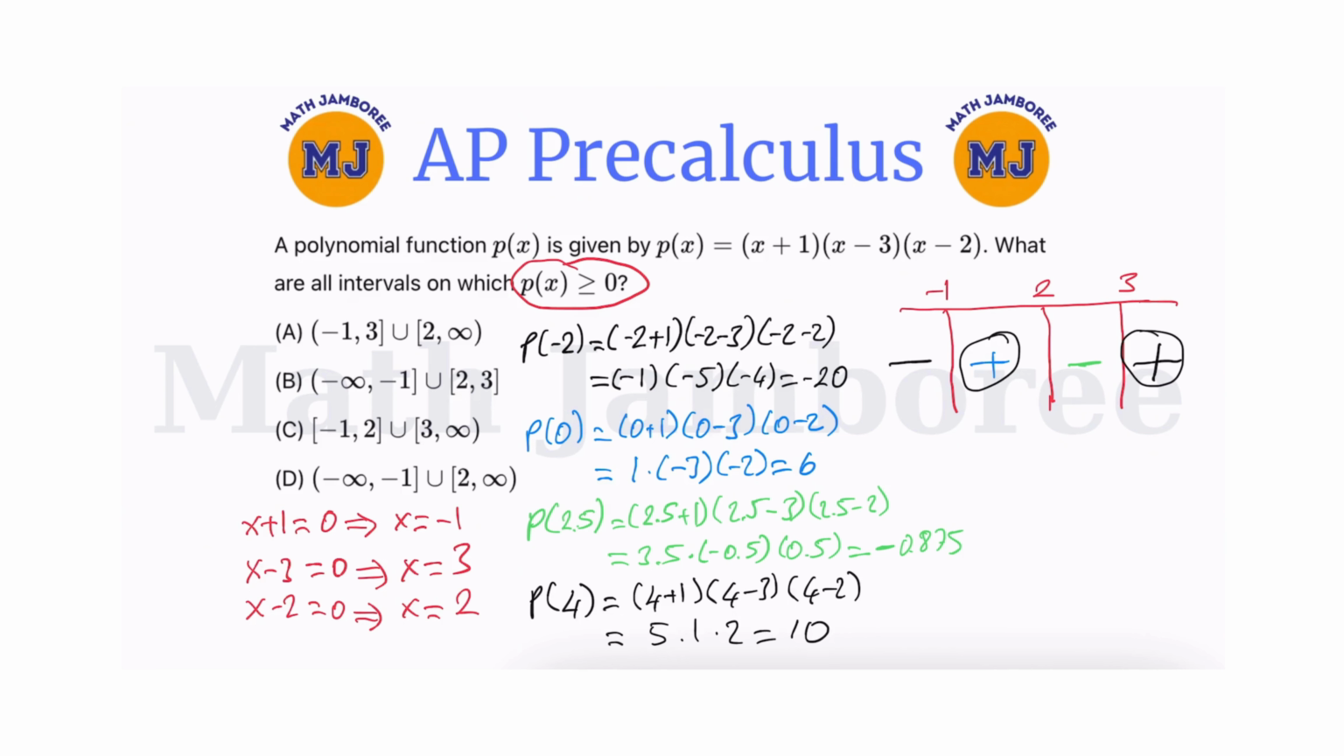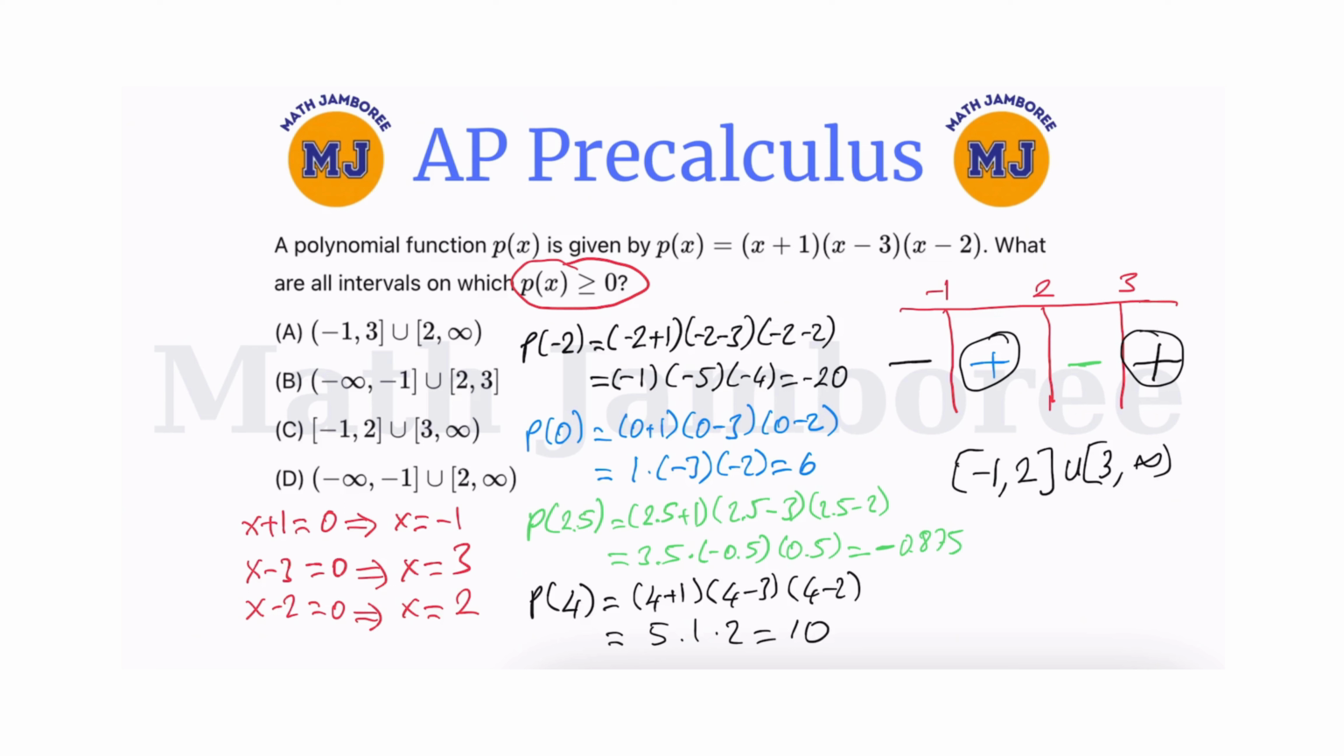How are we going to write these? Since we're looking for positive, let's write the solution from between negative 1 and 2. Are we going to include negative 1 and 2? Yes, because it's greater than or equal to, so negative 1 and 2 will be included. Union with 3. Are we going to include 3? Yes, because it's a root and it says greater than or equal to. If it had said just greater than, you wouldn't include 3.